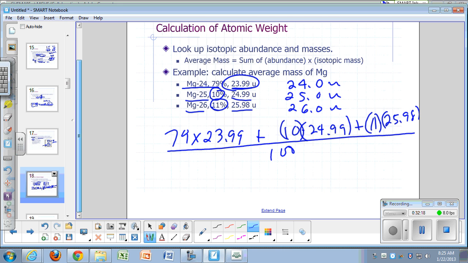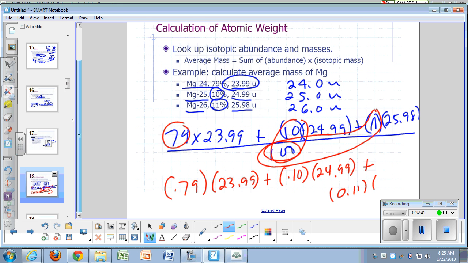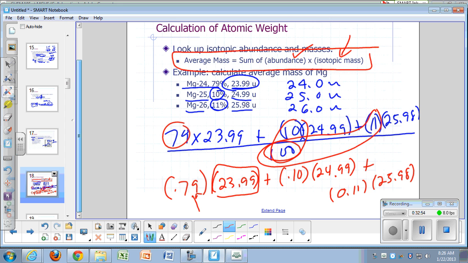So you'll notice we can simplify this. You can say 79 over 100 is 0.79. So 79% of 23.99, plus 10 over 100 is 10%, so 0.1 times 24.99, plus 11 over 100 is 11%, so plus 0.11 times 25.98. So the way you calculate the average mass is you just multiply the abundance in percentage, expressed as a fraction, by the isotopic mass. This is the isotopic mass. Add them all up.